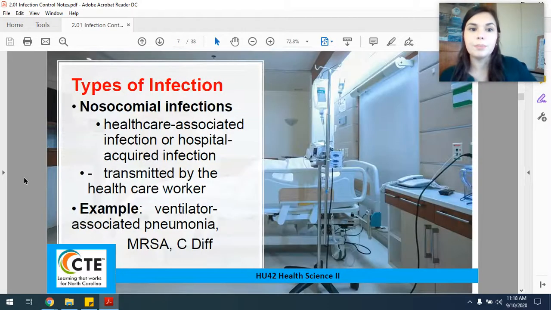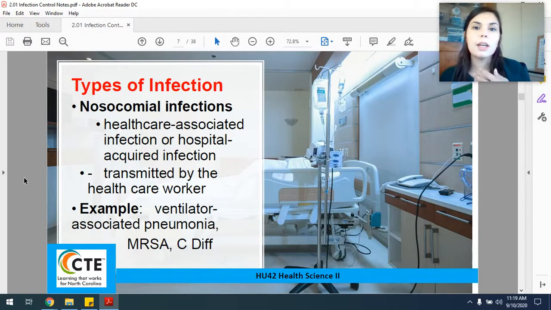We also have another category called nosocomial infections. And nosocomial infections are infections that are usually healthcare associated or hospital acquired, meaning they were transmitted by the healthcare worker, or you got this infection while you were inside of a medical facility. An example, a very common example, is ventilator-associated pneumonia.